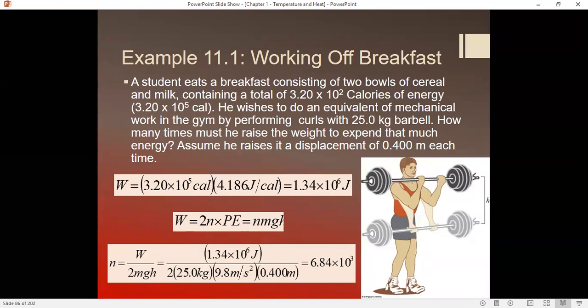Here we have an example. A student eats a breakfast consisting of 2 bowls of cereal with 320 calories of energy. Okay?